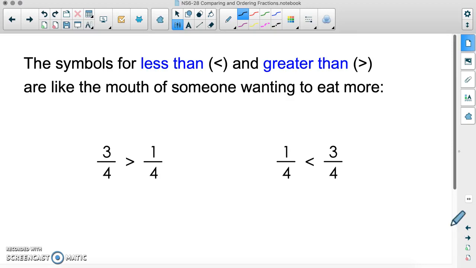Let's just remember back to the symbols of less than and greater than. They're like the mouth of an alligator wanting to eat something. So you always put the bigger side of the mouth towards the greater number. So we can see here that 3/4 is greater than 1/4, the big part of the mouth is pointing to the bigger number, or we could say 1/4 is less than 3/4, the small end of the mouth is pointing to 1/4. The symbol is going to come in handy throughout this lesson.